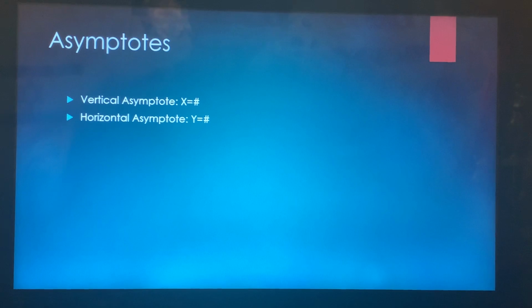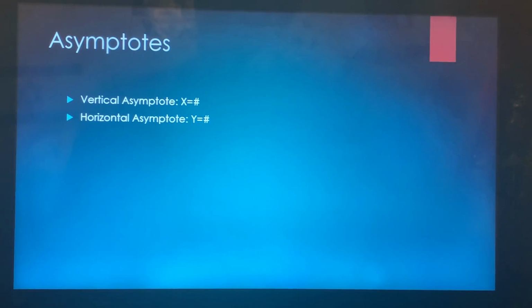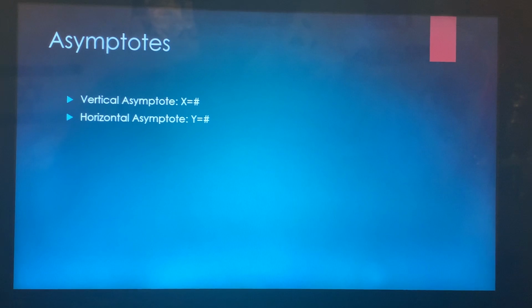Now, asymptotes. Vertical asymptote is x equals some number. It's going to be going this way. You want to draw it with a dashed line to help you with the graph. And this is going to be a line that it always gets closer to but never reaches. And the horizontal asymptote, it's going to be y equals some number. The same thing, but it goes like that. It's going to be some line that the graph always gets close to but never reaches.